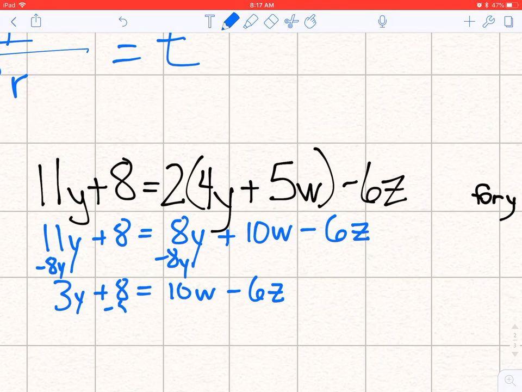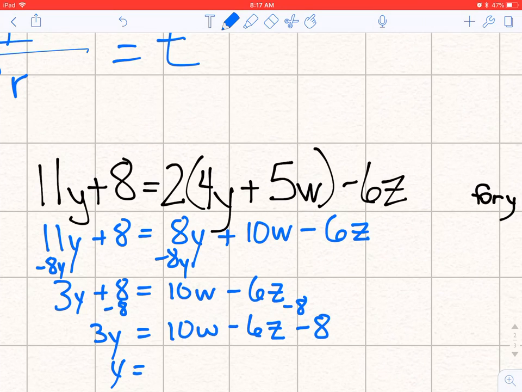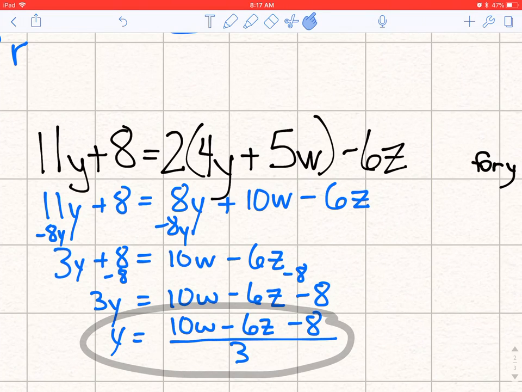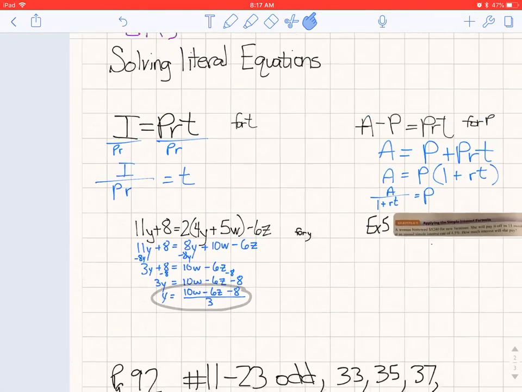I'm going to subtract this 8 over, but it's not a like term. There's no other constants right now. So I'm just going to put it at the end as my constant term, and now I'm going to divide everything by 3. And I could either multiply by 1/3, and I could distribute it through, but most of these numbers aren't divisible by 3, so I'm just going to leave it like this. Okay, so we solved that one for y.